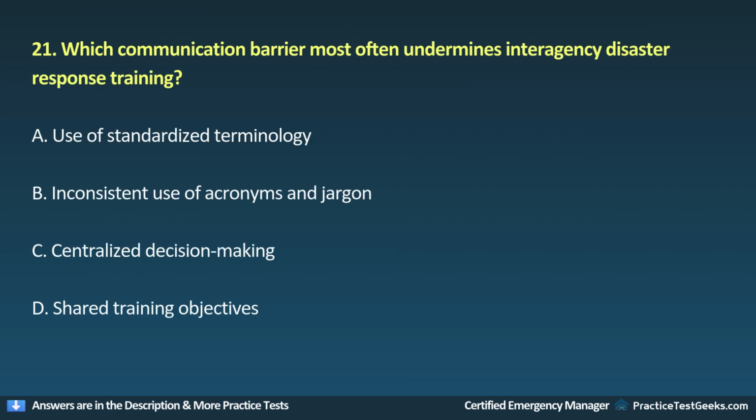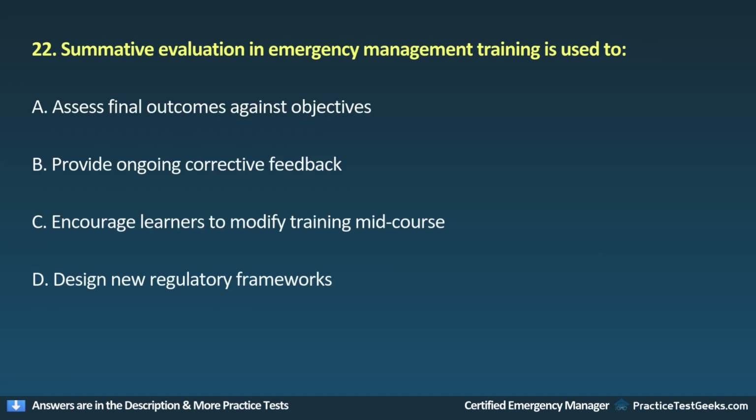21. Which communication barrier most often undermines interagency disaster response training? A. Use of standardized terminology. B. Inconsistent use of acronyms and jargon. C. Centralized decision-making. D. Shared training objectives.